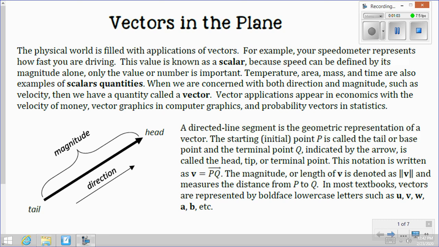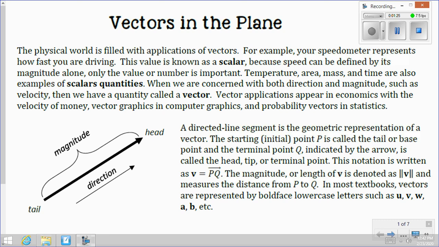If the quantity is not a vector quantity, it's considered a scalar quantity. Speed, for example, is a scalar quantity because it only tells us how fast the object is moving. Some other examples of scalars are temperature, area, mass, and time.